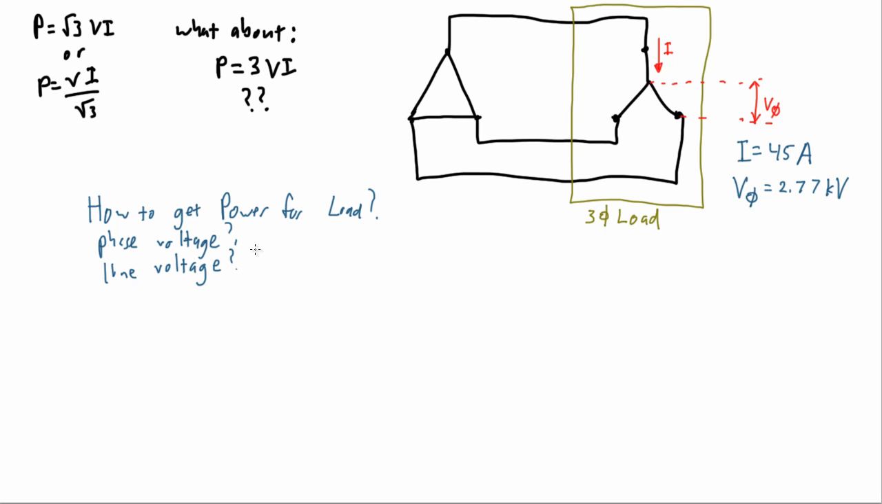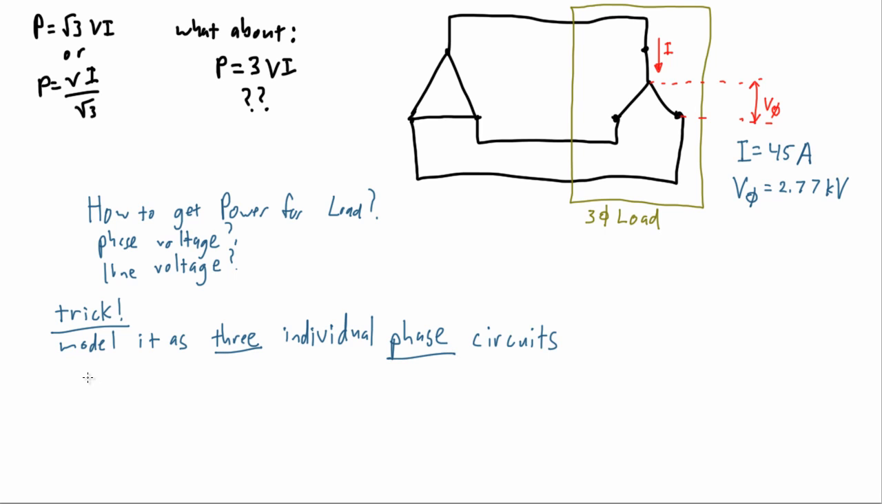So a way to simplify it actually is to break up the three phases into three single phases and model it like three single phase circuits, little individual circuits. The benefit to this little trick is that we can find the power very easily in one of the individual phases, and then as soon as we have that power value, we just multiply by 3. Very, very simple actually.